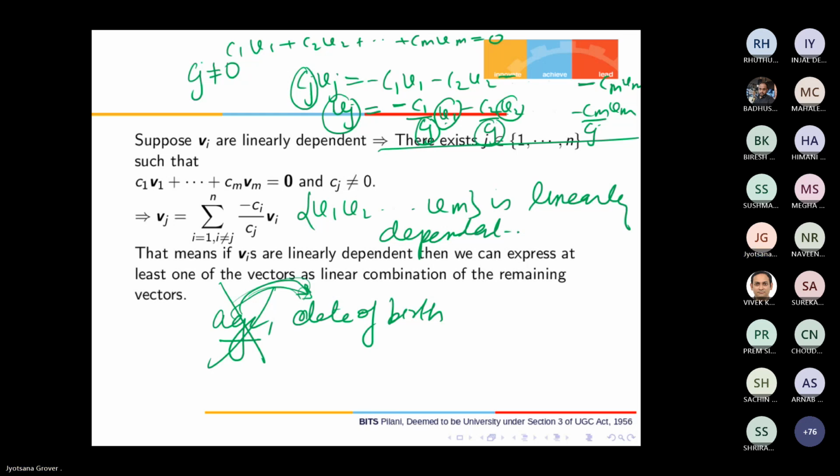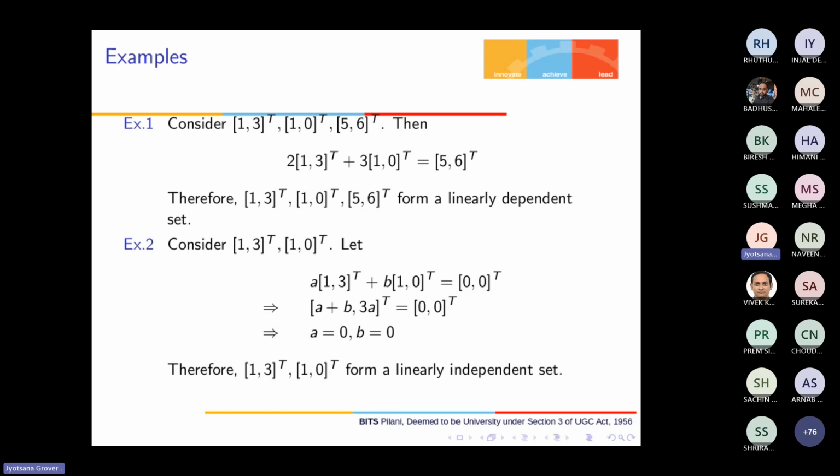Now let's see whether these features are linearly dependent or not. If you see this, when you take the linear combination of these two, 2 into (1, 3) plus 3 into (1, 0) is equal to (5, 6). So that means this vector is dependent on, this is V1, V2, V3. So V3 is dependent on V1 and V2.